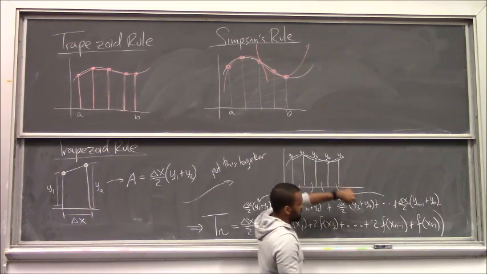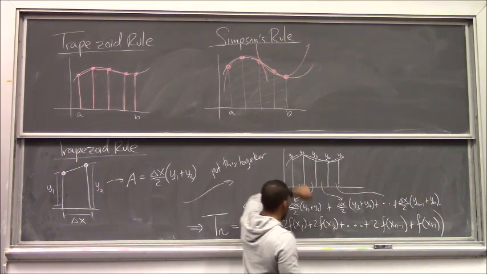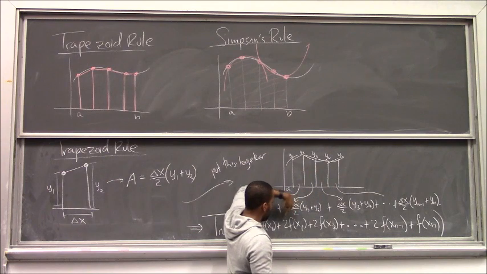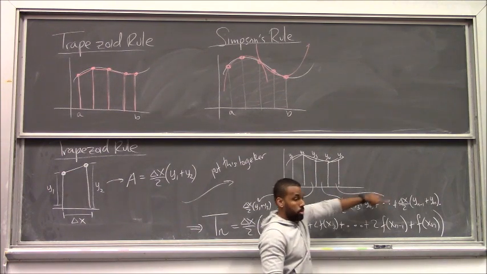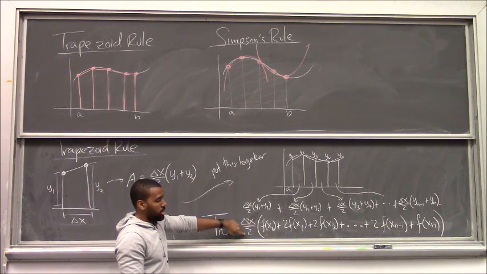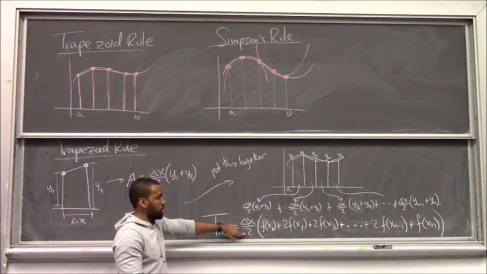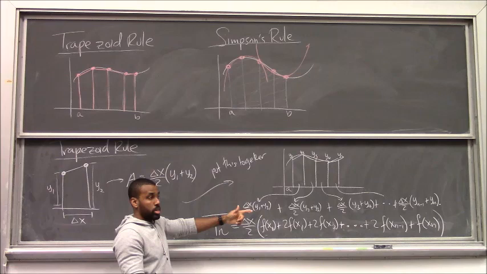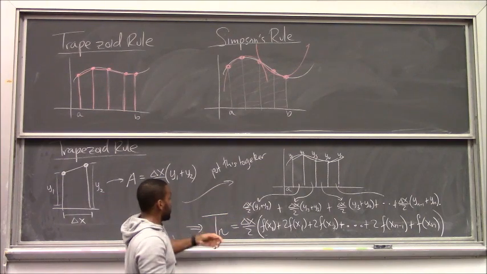Where your b is, you're going to plug that into the function. That's going to be the last one. Now, for all the other subintervals, you double up in the interim, right? And then once multiplied by delta x over 2, that is equivalent to you adding up the areas of all the trapezoids. And that's where that formula comes from. So that's the trapezoid rule.